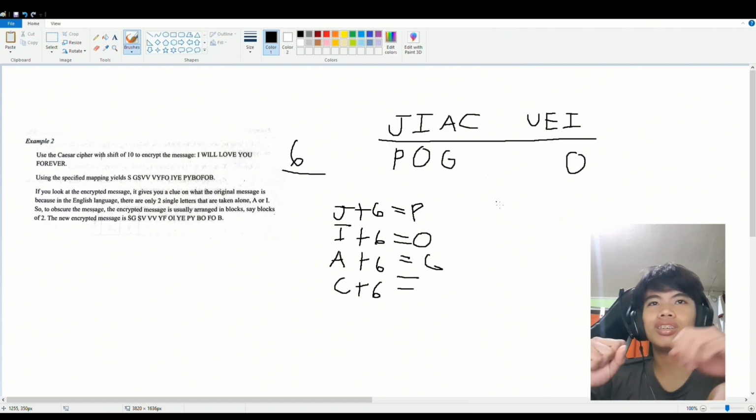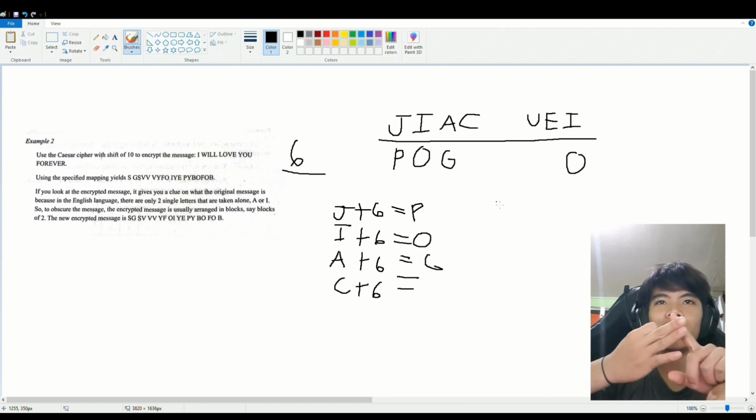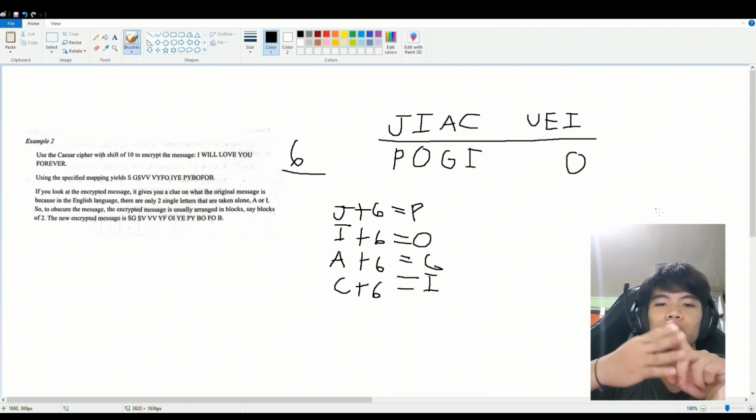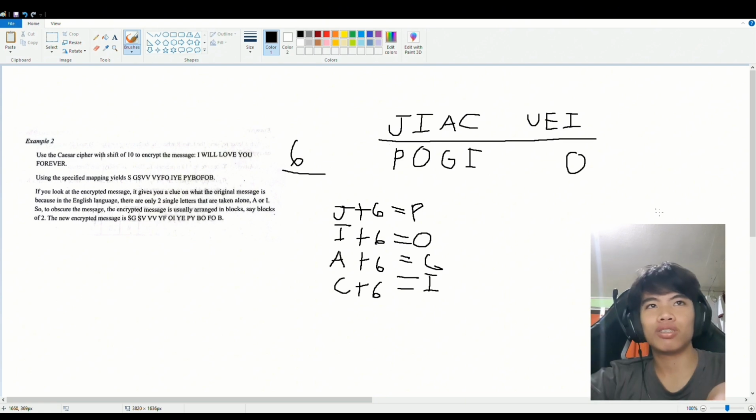So, C, D, E, F, G, H, I. Ay, ito. Fourth letter natin is I. U, V, W, X, Y, Z, A. So, A naman dito. So, U plus 6 is equal to A na.